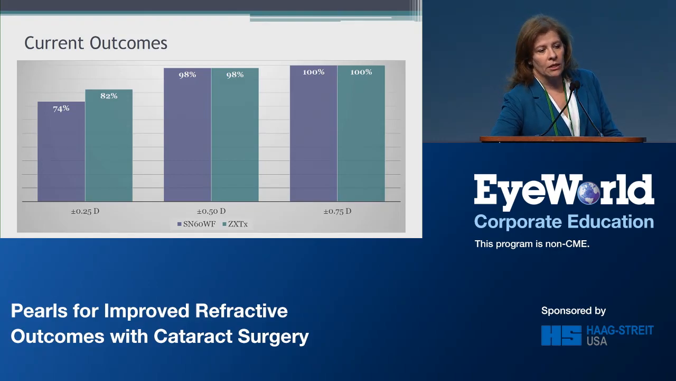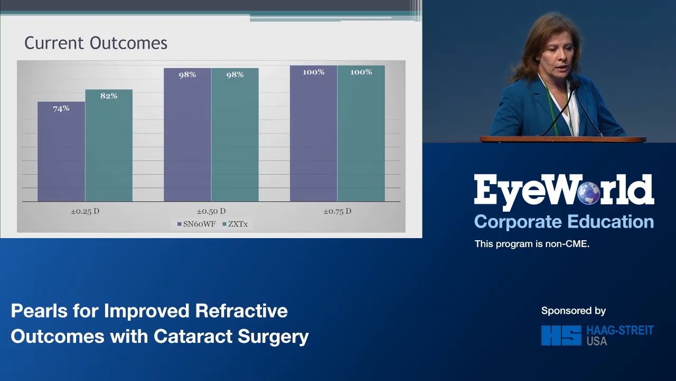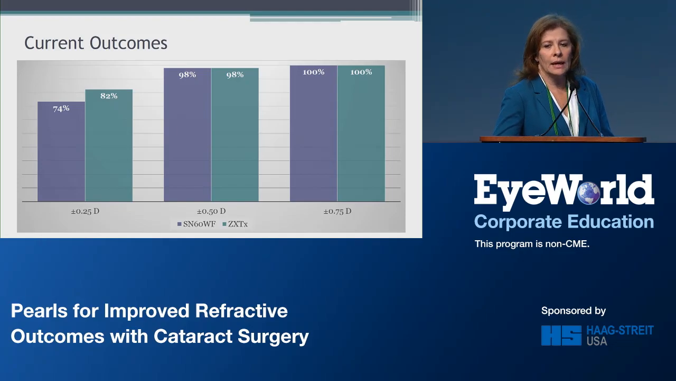Now, here is where we are 3 years later. Our outcome within half diopter is 98% with both the monofocal lens and the toric EDF lens that we are currently using. And our outcomes within a quarter of a diopter are steadily improving as well. All our patients are 100% within 3/4 of a diopter of the intended target. But how do we get there?